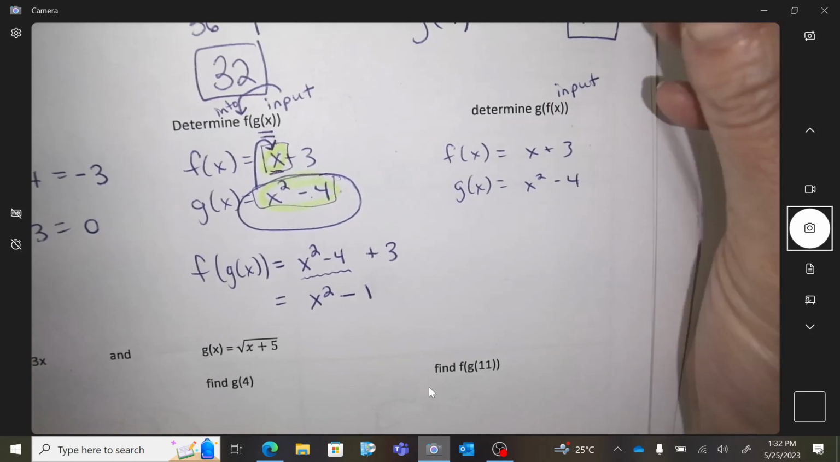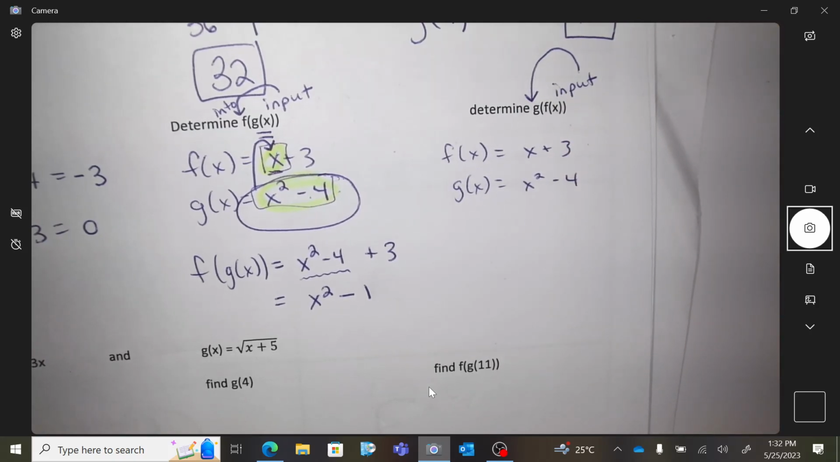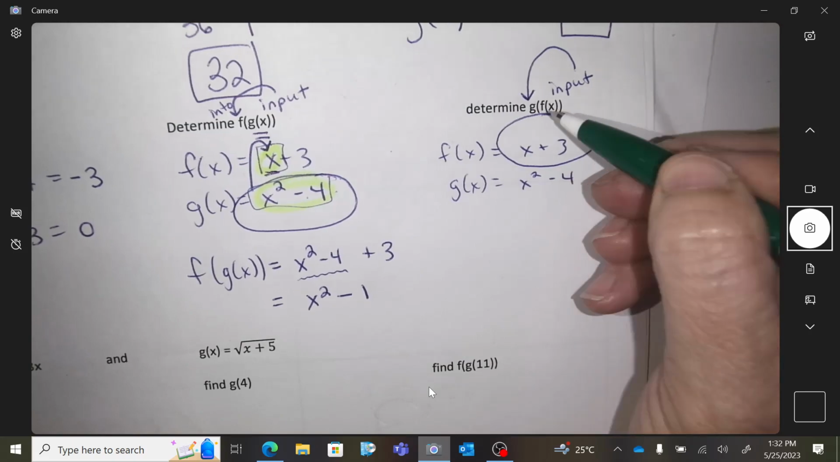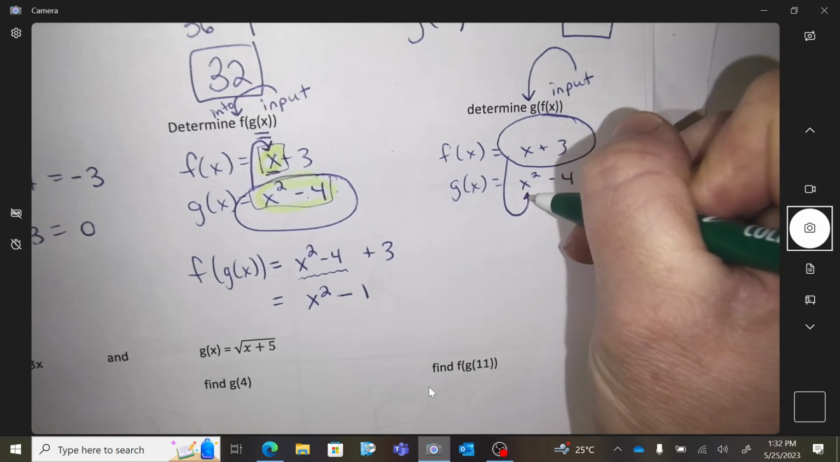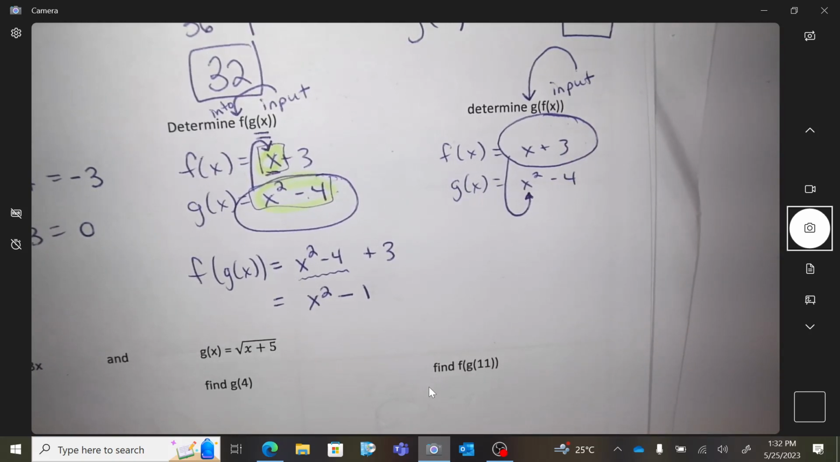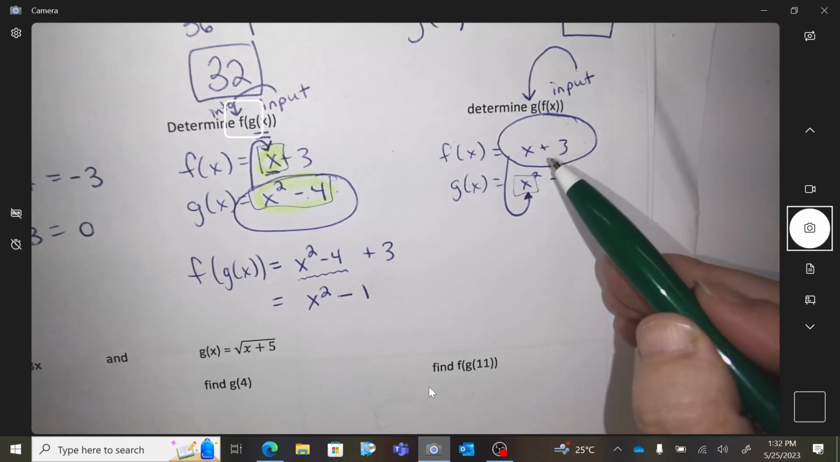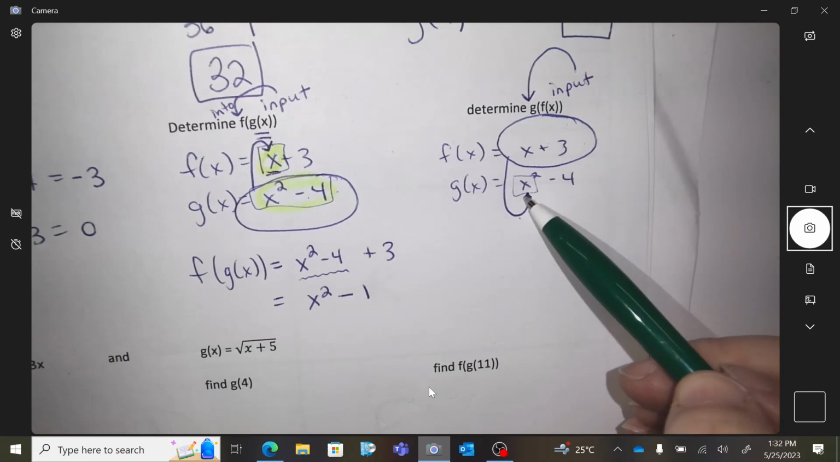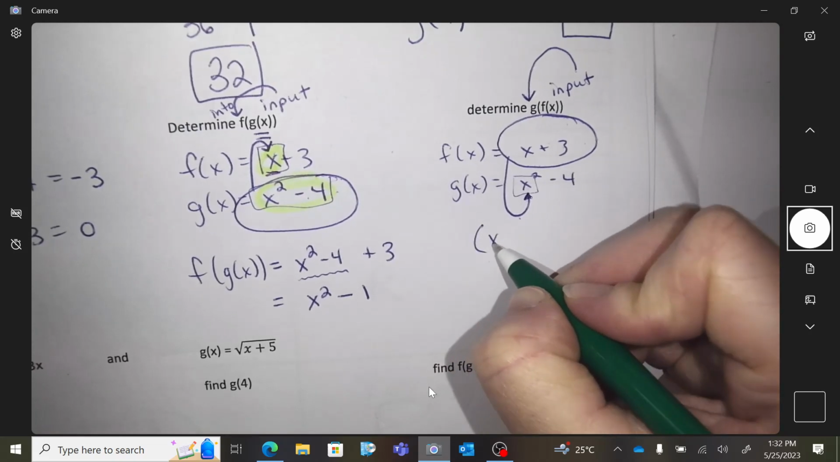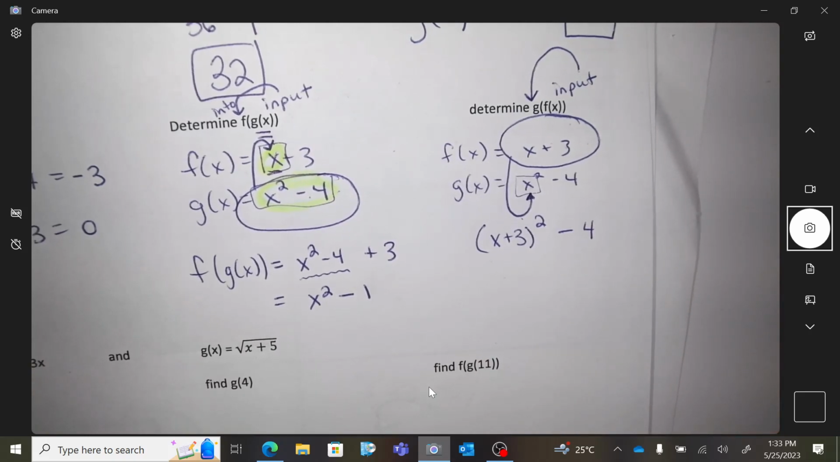Yep, we'll do another. So this means I'm inputting the f function into the g function. So I'm going to take this f function and I'm going to put it in to the x box. I'm going to replace this x with that function. Does that kind of make sense? You see the f of x, the whole thing is going to go in to this one. So it will look like this. X plus 3 squared minus 4.